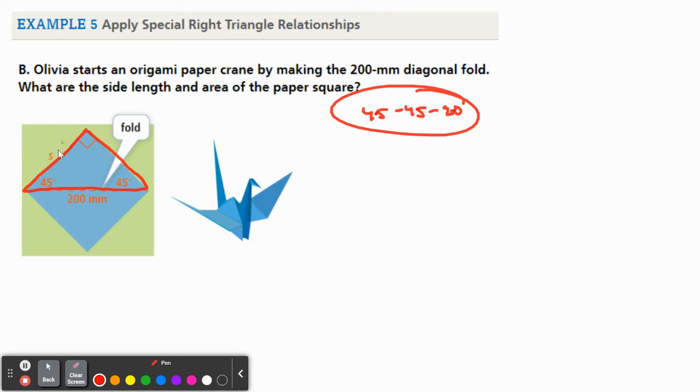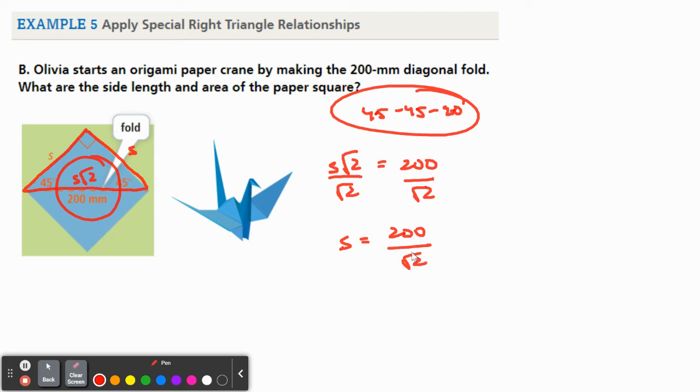Okay, so this is S, this is S, and the hypotenuse is the leg times the square root of 2, right? L square root of 2, whatever you want to call it. They use S's. So we are given the length of the hypotenuse. We are given that the length of the hypotenuse, S square root of 2, is actually 200. We need to solve this for S. To do that, we have to divide by the square root of 2. This gets the S by itself, so S equals 200 divided by the square root of 2.